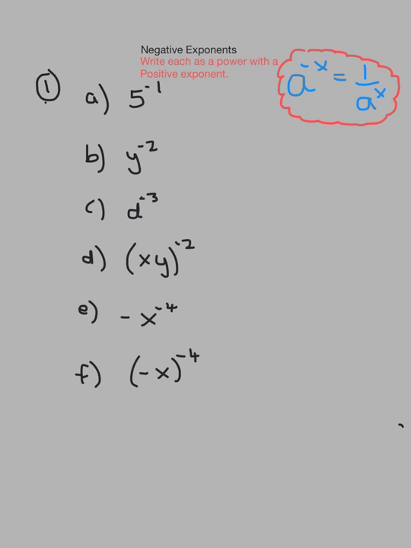So question 1, these are mirror images of the questions in the book. They're not the same questions, so don't complain that they're not the book questions, because they're not. They're just similar, so you can try and follow on. So write each power with a positive exponent.